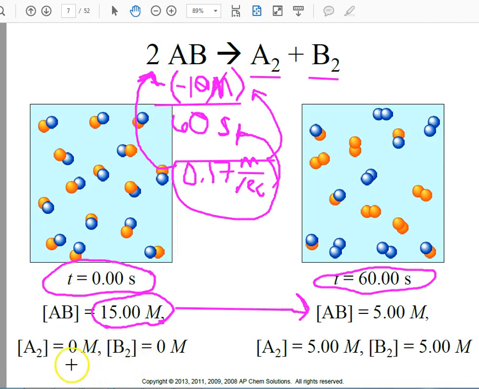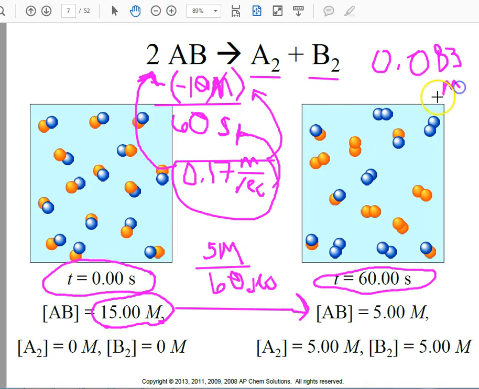So let's calculate it down here and see how they relate. A and B both change by 5 molarity. And they're products, so their change is positive. Let's go on the top. And it's still over 60 seconds. So we have 5 divided by 60, which is 0.083, and that is molarity over seconds. Now if you look at those values, 0.083 within significant figures is half of 0.17 because A and B's coefficient is half of AB's.